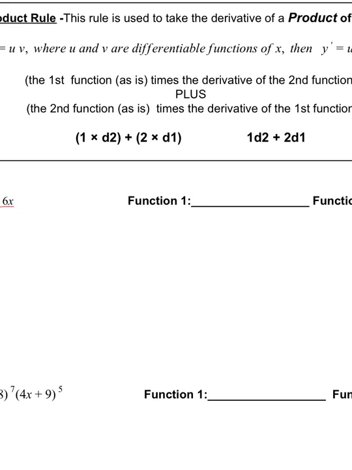All right, and we just follow this little song. You write the first function as is times the derivative of the second plus the second function as is times the derivative of the first. So 1d2 plus 2d1. So let's try it.